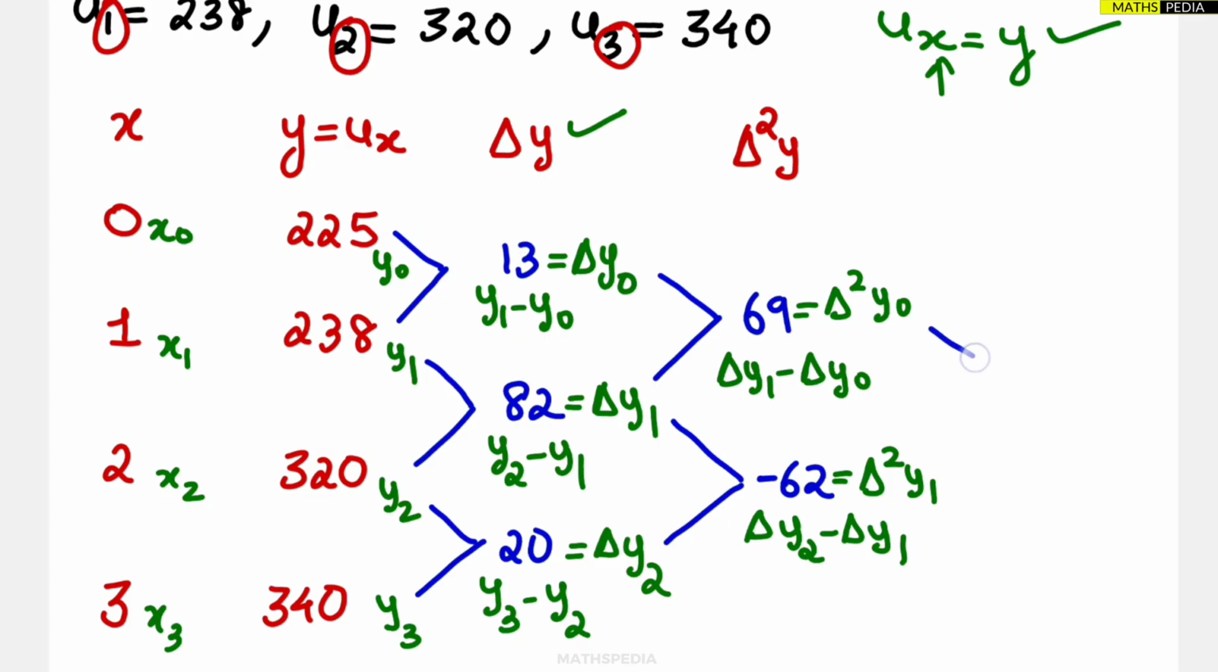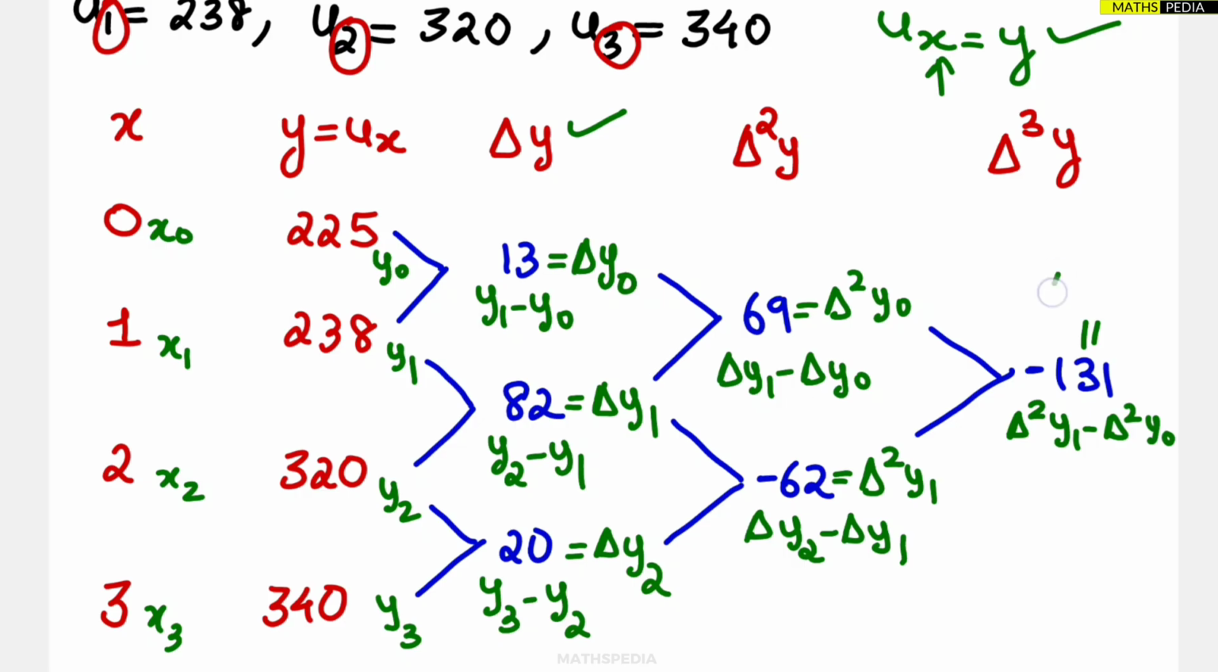And the next difference: minus 62 minus 69. How much will it be? Minus 131. This is how we got delta square y1 minus delta square y0, and this is basically the third difference, the delta cube y column. So we can write it as delta cube y0. The first value is always y0.